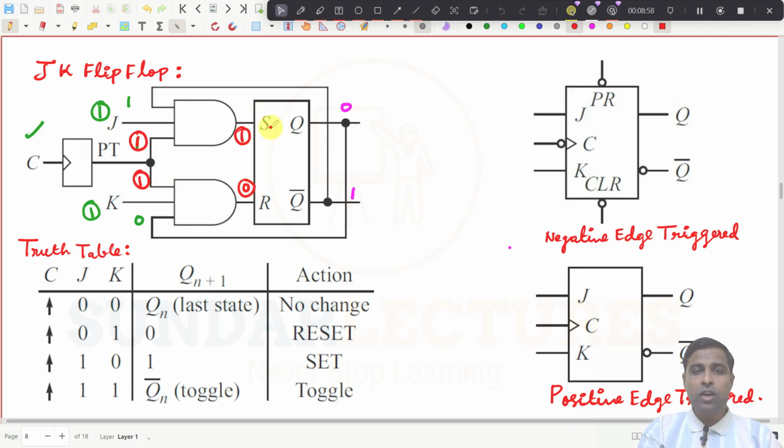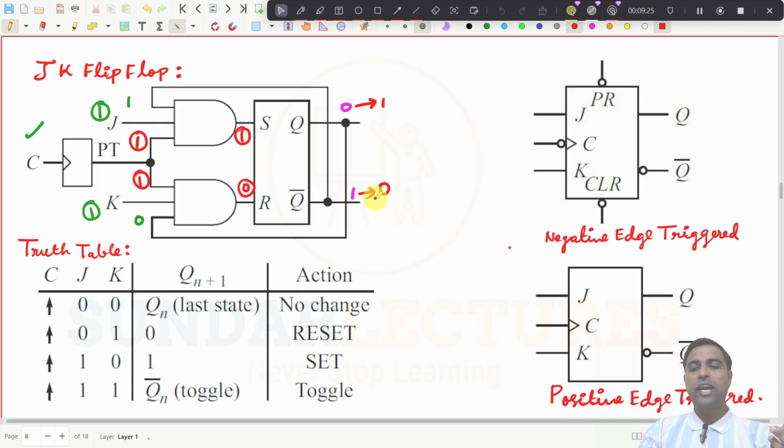So what is this one now? It is S is equal to 1, R is equal to 0. Then what is the condition? It is a set condition, right? So the previous state is 0 and this 0 is going to become now 1. If this is 1, obviously what happened to this one now? If S is equal to 1, R is equal to 0, then obviously this Q bar becomes 0. Try to understand, right? So this is the idea now.